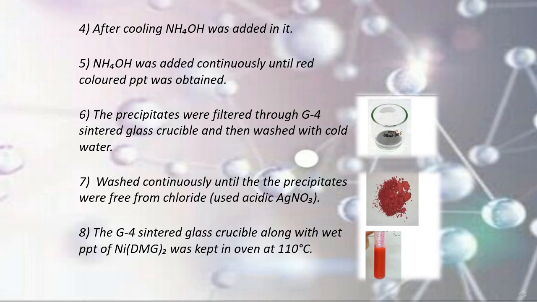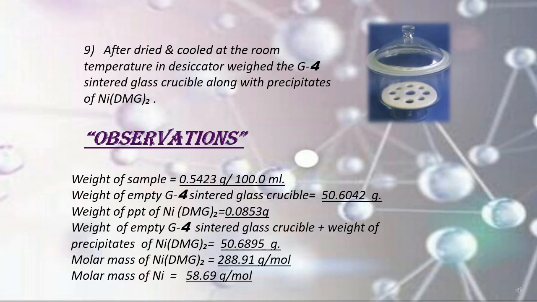The G4 sintered glass crucible along with the wet precipitate of nickel dimethyl glyoxime was kept in an oven at 110 degrees centigrade. After drying and cooling at room temperature in a desiccator, the G4 sintered glass crucible along with the precipitate of nickel dimethyl glyoxime was weighed. Now moving towards the observation part.